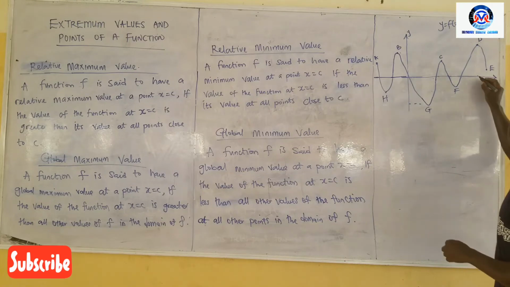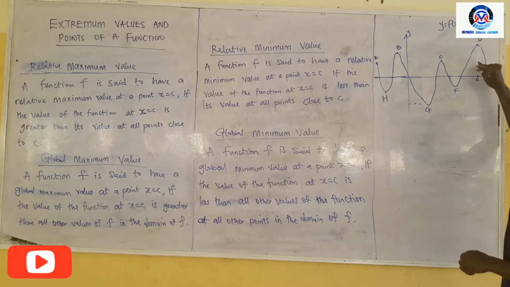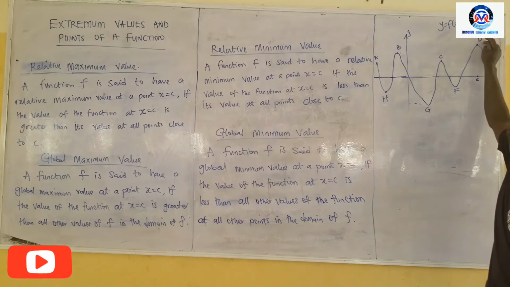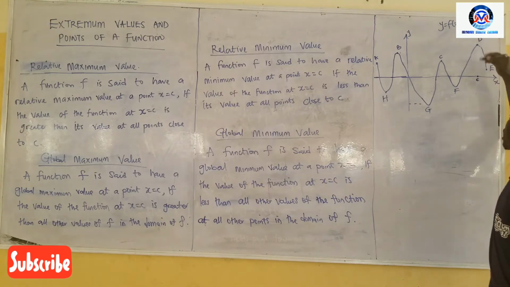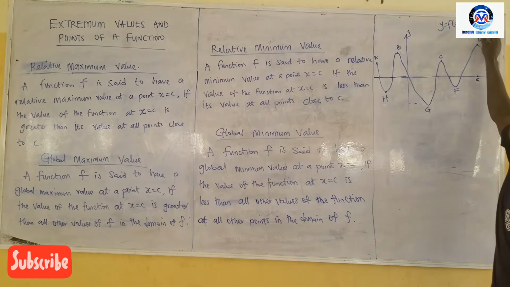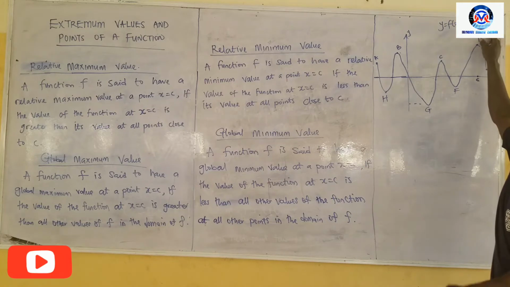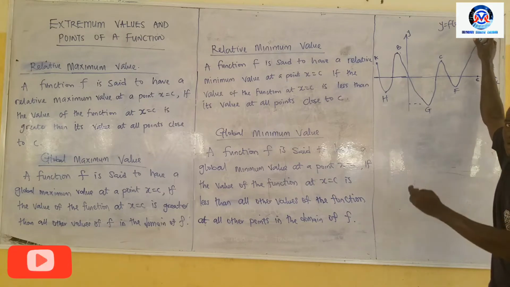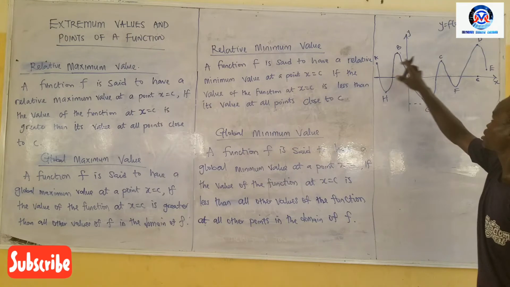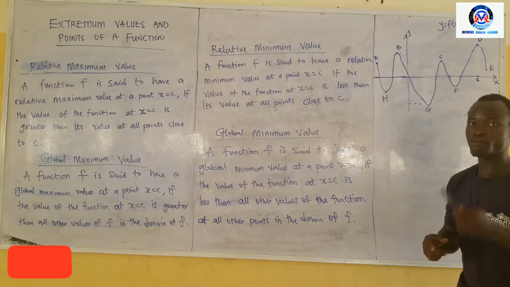It is only at the point C that the function will have the highest value. The value of the function at the point x equals c is D, which is the highest value of the function. These points A, B, and C are called the relative maximum points.